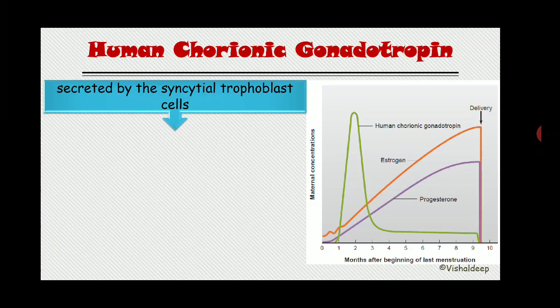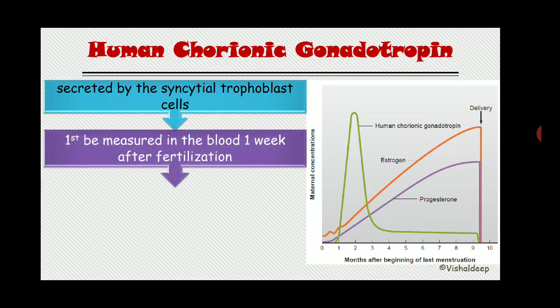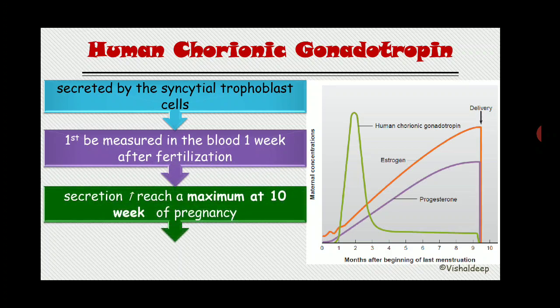Human chorionic gonadotropin is secreted by the syncytial trophoblast cell, and its level is first measured in the blood in the first week after the fertilization. So it is the first hormone that is seen after the pregnancy, and its secretion reaches the maximum at the 10th week of the pregnancy. Both of these time periods are important. HCG appears in the blood in the first week after the fertilization, and at the 10th week it reaches the maximum.